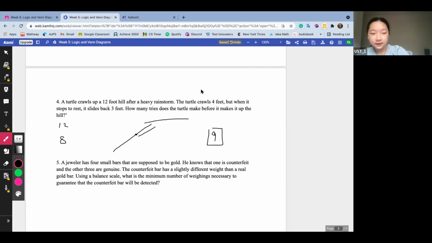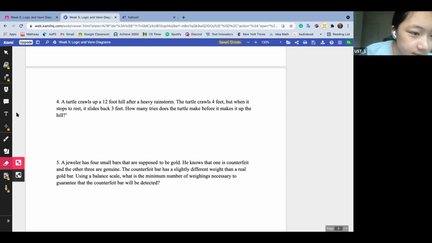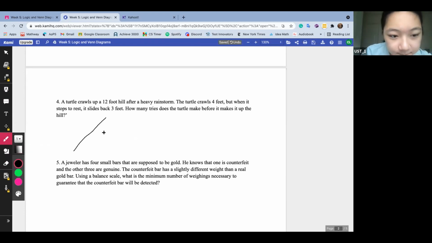Okay, so I'll explain again. Let me erase this. Okay, so most of you guys are saying that it takes 12 tries. But when it gets to the top, it can't go down anymore. So let's say here is the hill. It goes up 4. So let's say it comes here, but it goes back down 3 feet. So to here again. That means that the turtle went up by 1 foot.